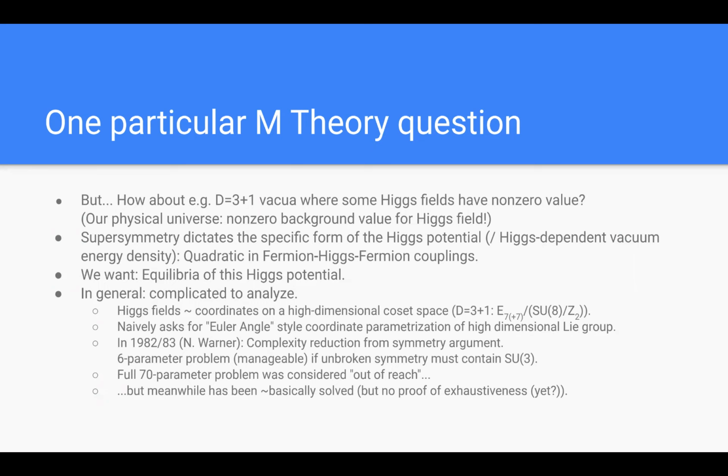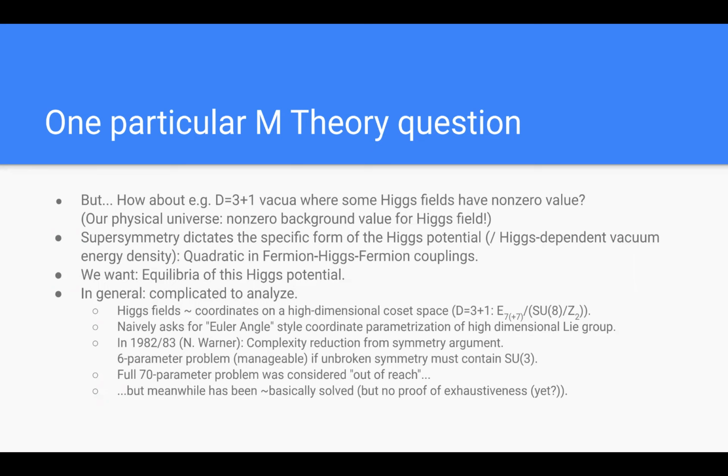And well, if you have something like, in this case, 70 angles and your rotation matrices are 56 by 56, that's awkward to do at the analytic level. In 1982-83, Nicholas Warner, then a PhD student of Hawking, came up with a nice approach here that nevertheless allows one to get partial insight.